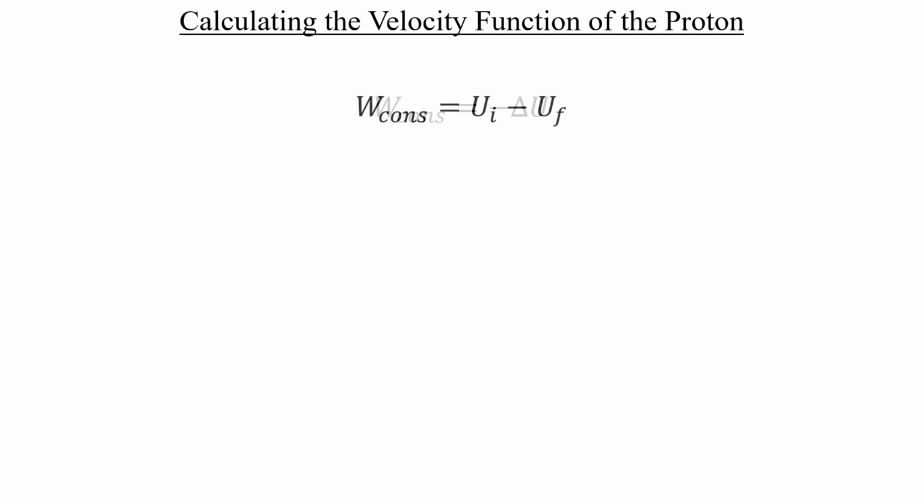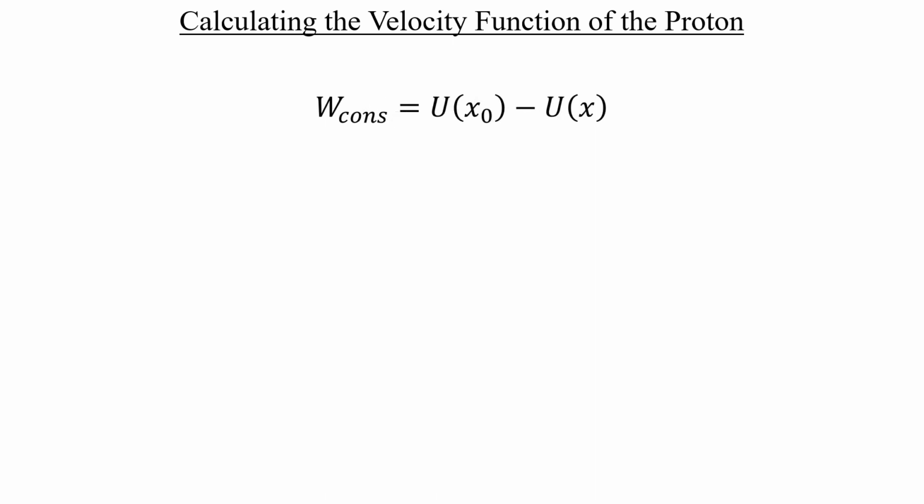So initial minus the final. In our situation, the proton is released from the point x0 and it ends up at some future value of x. So we can rewrite this difference with that in mind.